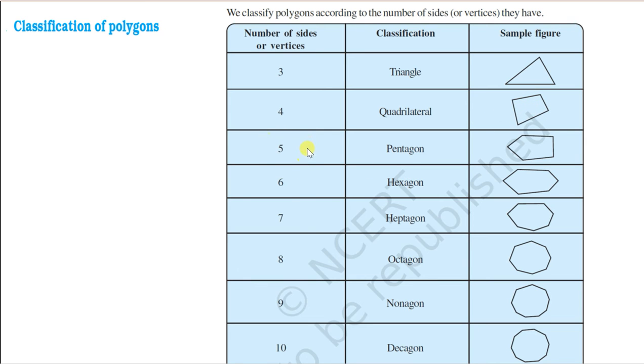If it is having five vertices or five sides, it is called a pentagon, like this. If it is having six sides, it is called hexagon. If it is having seven sides, it is called heptagon. A polygon having eight sides is called octagon, and of nine sides is called nonagon, and of 10 sides is called decagon.